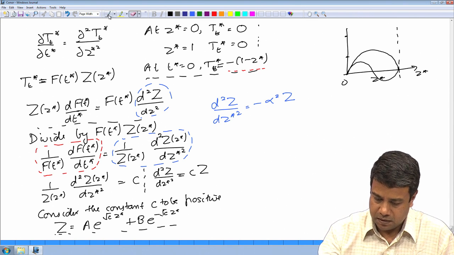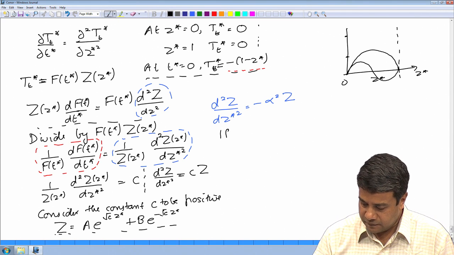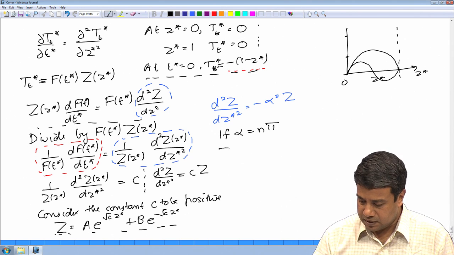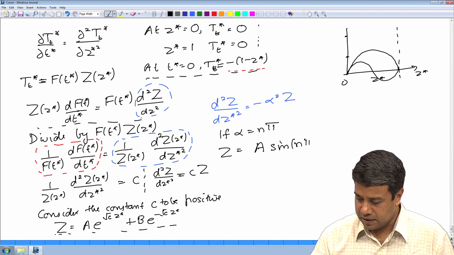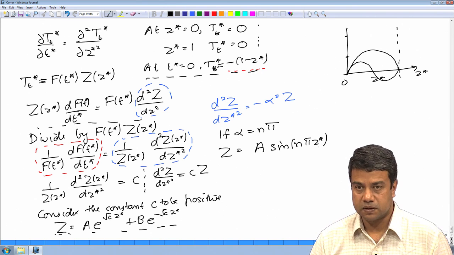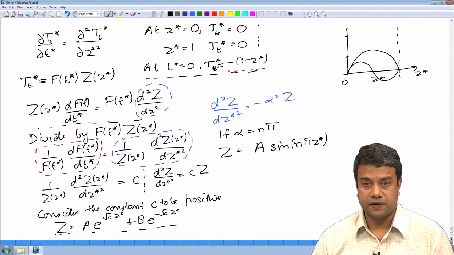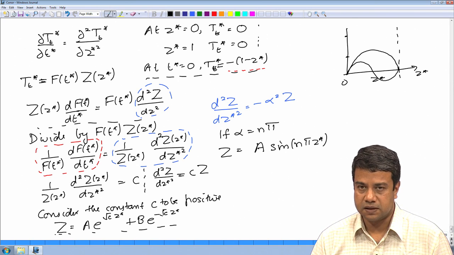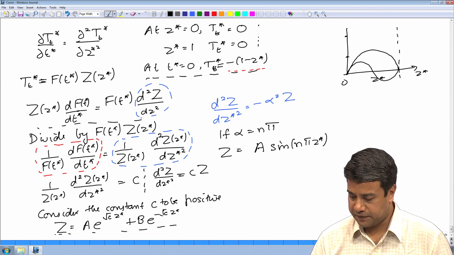Okay. So, if alpha is equal to n pi, then z is equal to a sine n pi z star. This satisfies both the boundary conditions, if n is an integer: the condition at z star equal to 0 and the condition at z star equal to 1.